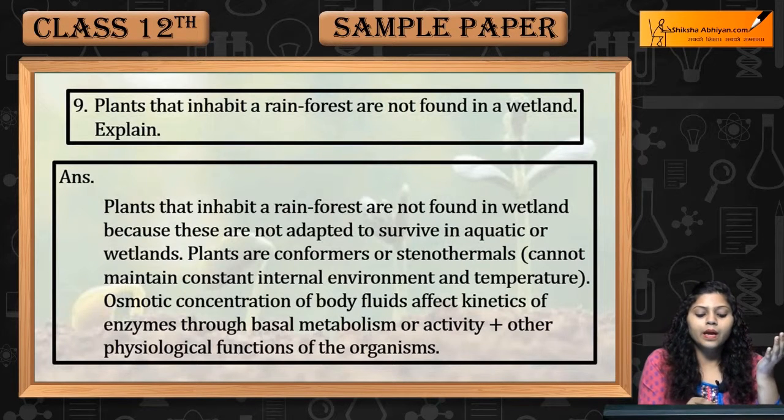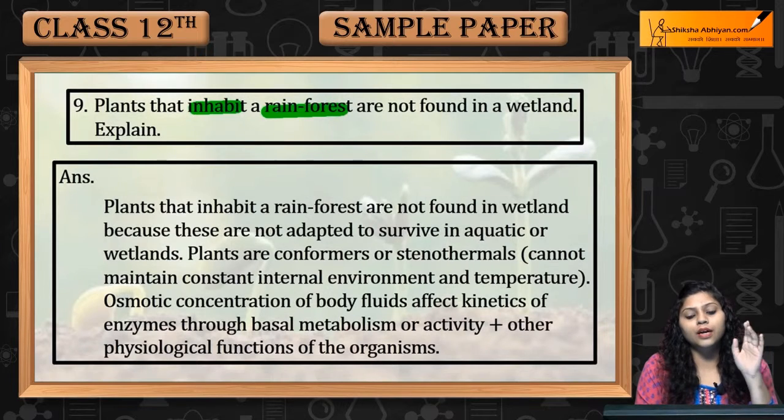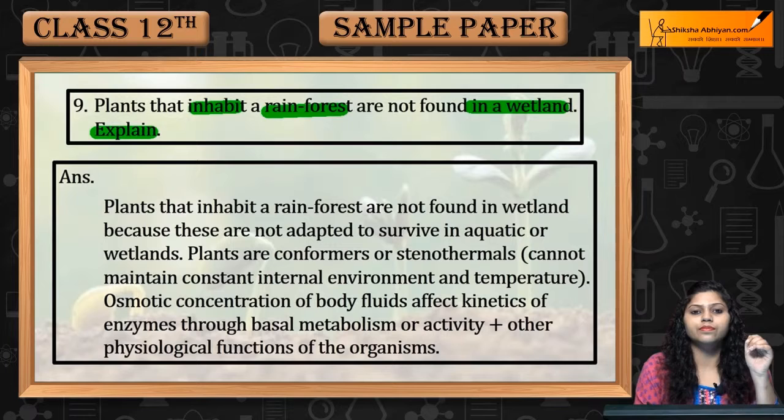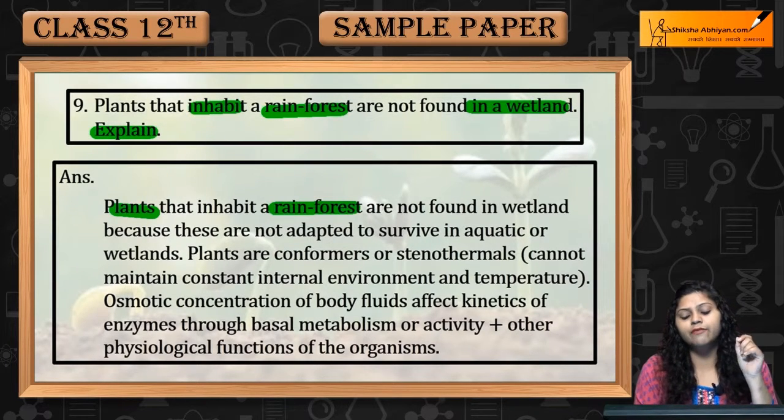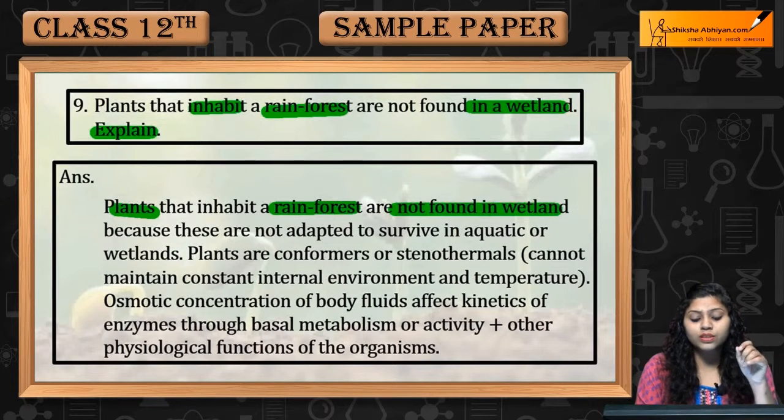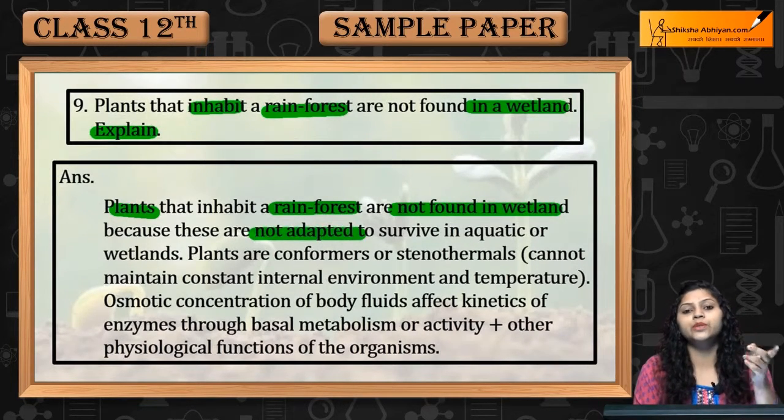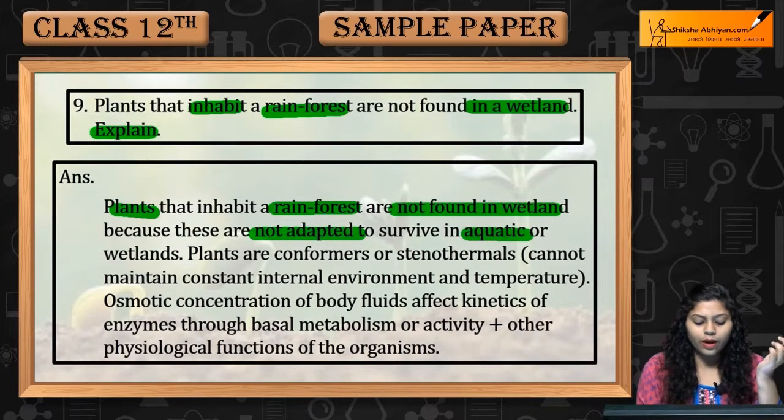Question number 9. Plants that inhabit a rainforest are not found in a wetland. Explain. क्या होता है, जो प्लांट्स हैं जो इनहैबिट करते हैं रेन फॉरेस्ट को, दे आर नॉट फाउंड इन वेटलैंड बिकॉज they are not adapted to survive in that condition. That condition is aquatic or wetlands.